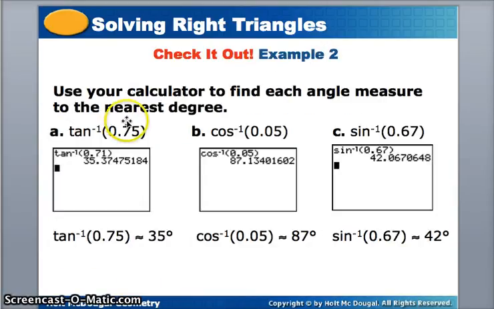Now, how you do this in your calculator: press the second button and then find the tangent, cosine, and sine buttons, type those numbers in, and that's how you do the inverse of these. Inverse tangent of 0.75, you get 35.37. Remember, you round that to the nearest whole, so that's 35. Inverse cosine of 0.05, we get 87.13, round that to 87. Inverse sine of 0.67, we get 42.06, we round that to 42.